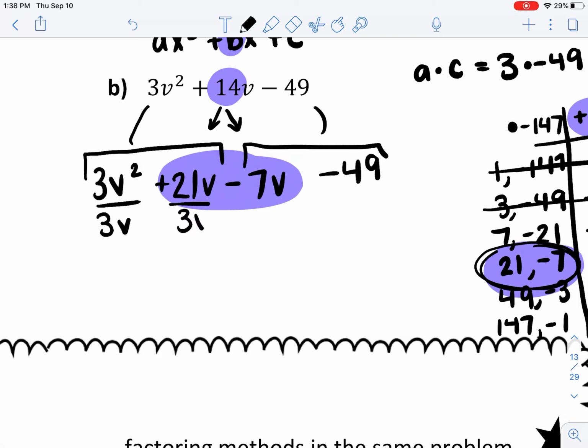And they both have a v in common. So I'll divide these by 3v, leaving me with v plus 7. And now my GCF of the second group is going to be a negative number, since I have that negative in between the groups.